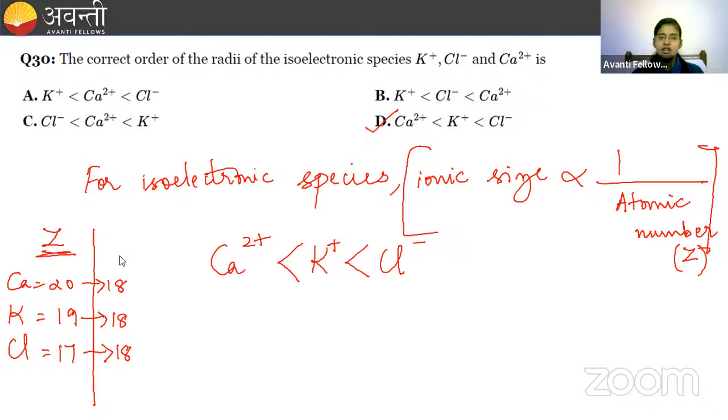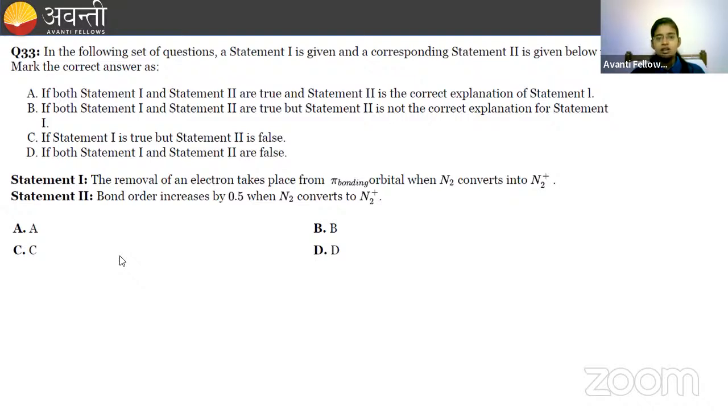Okay. So let's go for question number 33. In the following set of questions, a statement 1 is given and a corresponding statement 2 is given below it. Mark the correct answer as: if both statement 1 and 2 are true and statement 2 is the correct explanation of statement 1; if both statement 1 and 2 are true, but statement 2 is not the correct explanation of 1; statement 1 is true, statement 2 is false; both 1 and 2 are false. So these are the options. The statements are given at the bottom.